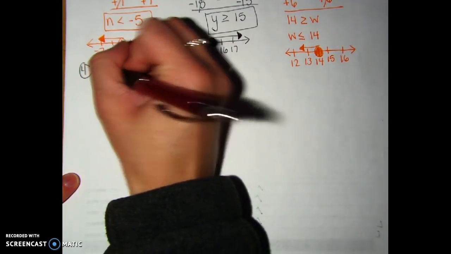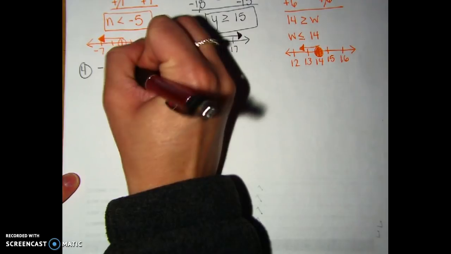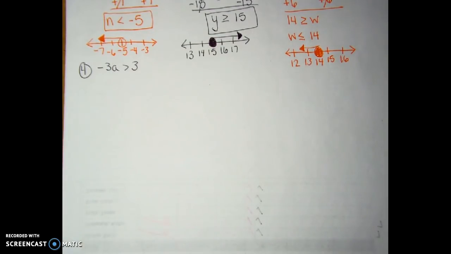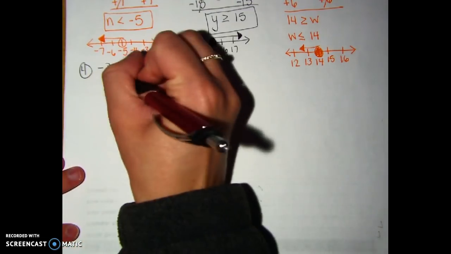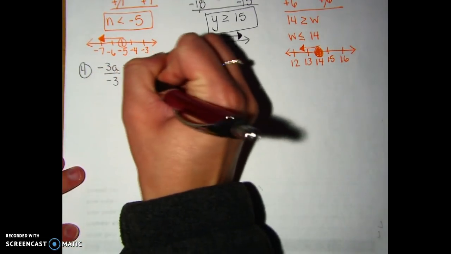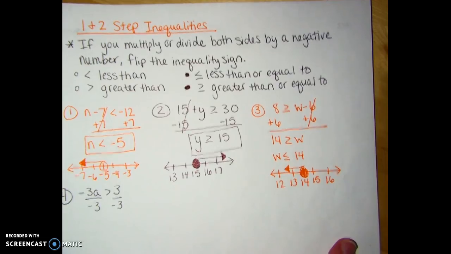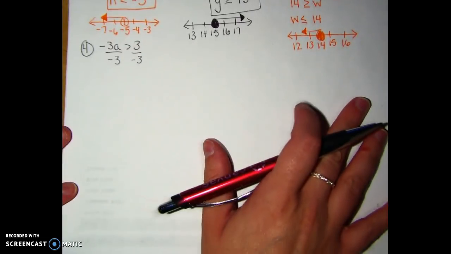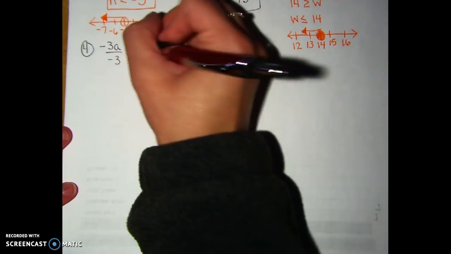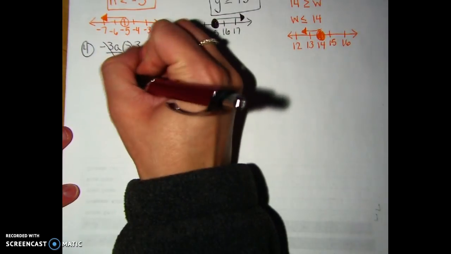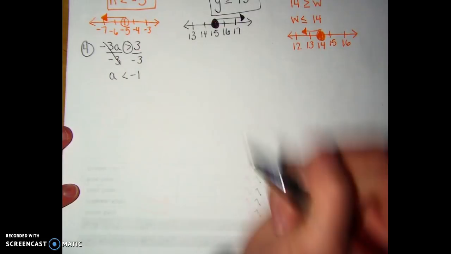Let's see, negative 3a is greater than 3. This is another one step. The only step you're going to do is divide by negative 3. But do you remember that rule that I wrote down up at the top? If you multiply or divide both sides by a negative number, flip the inequality sign. So I just divided both sides by negative 3. I circle it to remind myself to flip it. So now it's a is less than negative 1.